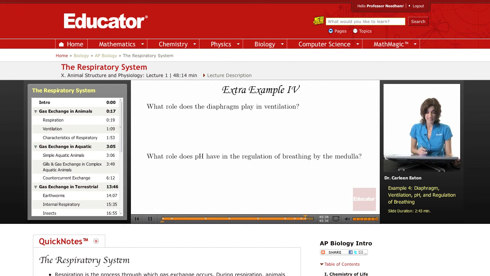What role does the diaphragm play in ventilation? So recall that the diaphragm is a sheet of muscle located in the thorax, separating the thoracic cavity and the abdominal cavity.